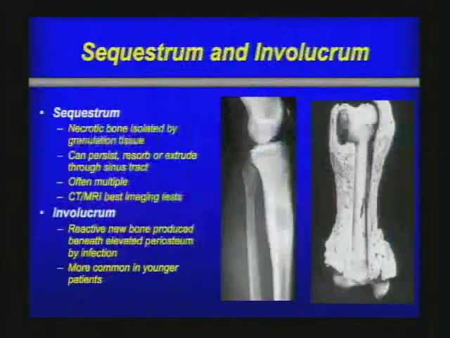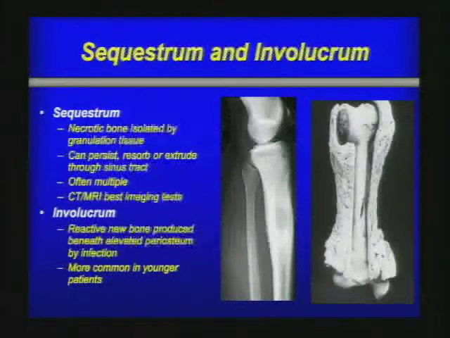This is not acute. And then we talked about sequestrum and involucrum. In sequestrum, you really have a necrotic area of bone which is isolated by granulation tissue. And it can persist, it can resorb, or extrude through a sinus tract. That's what you can see. And they can be multiple too. Again, this is a radiograph showing you nicely this focal sequestrum located in the tibial diaphysis. However, MR and CT will show that also very well.